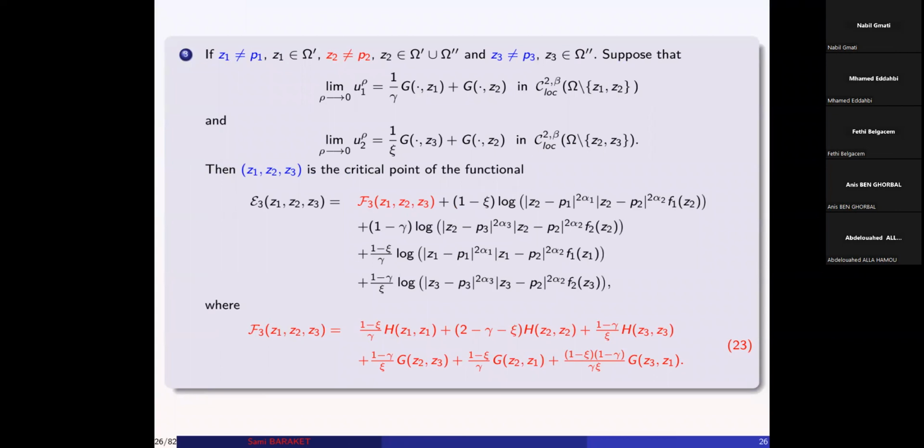So in each subcase, we must have Z1, Z2, Z3 critical point of some functional E1, E2, E3, which essentially have two types of terms. The first term is a linear combination of the Green function and its regular part, and the second term is a logarithm of some quantity which is given by Z2 P1, Z2 P2, Z3 P1, Z3 P2. Also, you have the expression of these functionals.